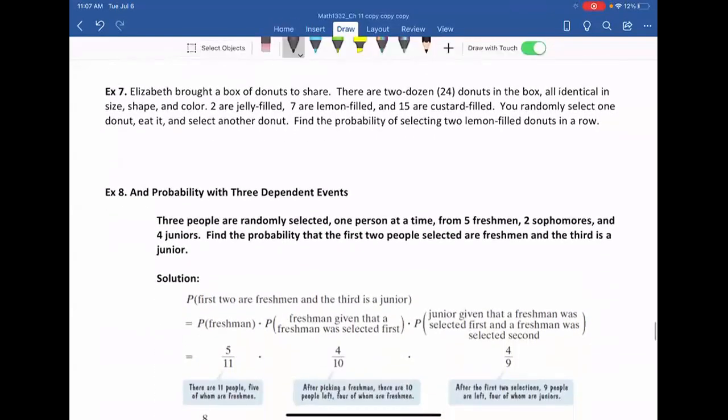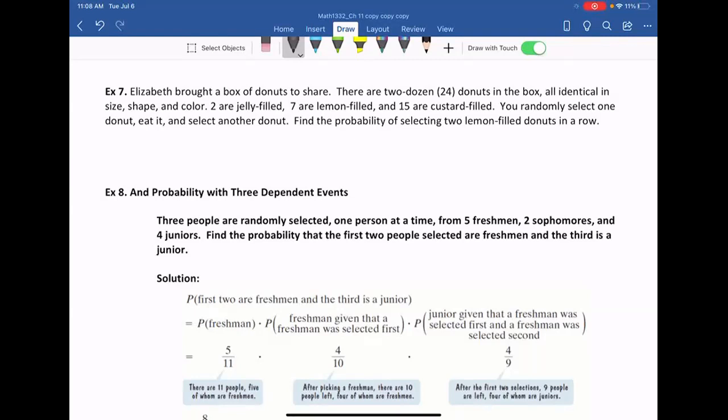Example 7. Elizabeth brought a box of donuts to share. There are 24 donuts in the box, all identical in size, shape, and color. 2 are jelly-filled, 7 are lemon-filled, and 15 are custard-filled. You randomly select one donut, eat it, and select another donut. Find the probability of selecting 2 lemon-filled donuts in a row.